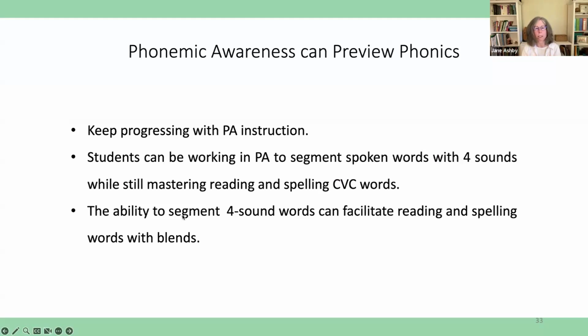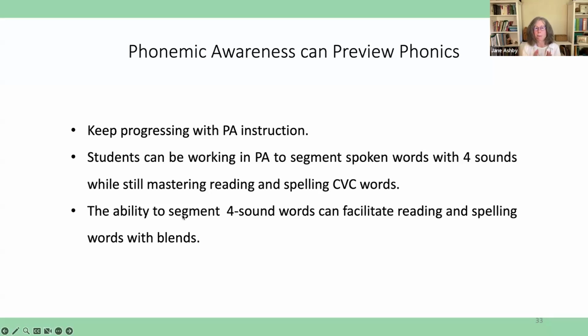Right, so phonemic awareness can preview phonics. If you're progressing with your PA instruction along that sequence, first you're building mastery, and when they have 9 out of 10 correct for 2 days, then you move from manipulatives to doing the tasks orally. And then when they can do that with all the items orally for 2 days, 9 out of 10 correct, then you move on to the next step in the phonemic awareness instruction. It will be going along at a different pace than your phonics, right?